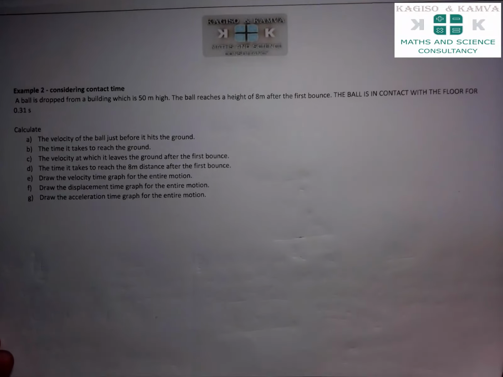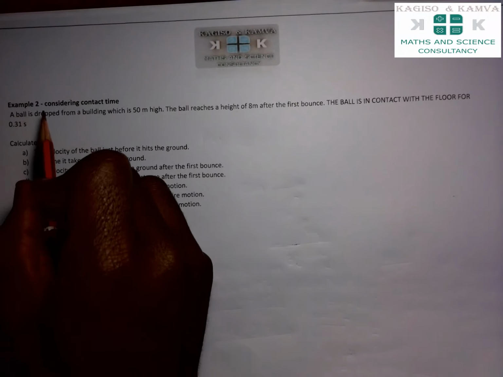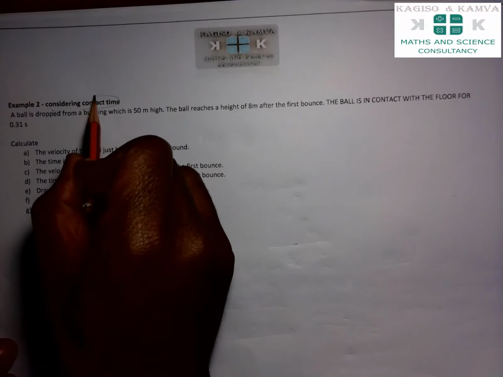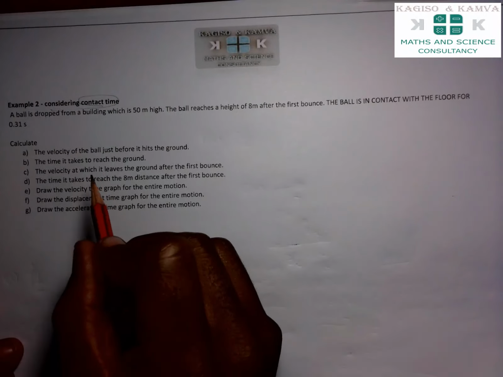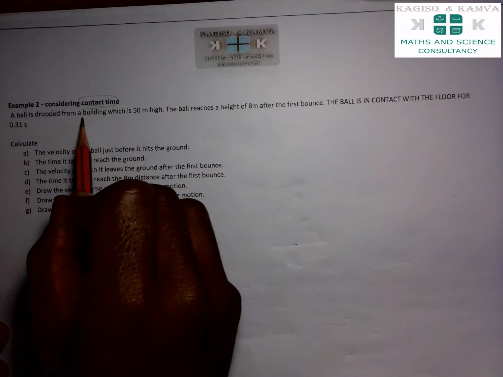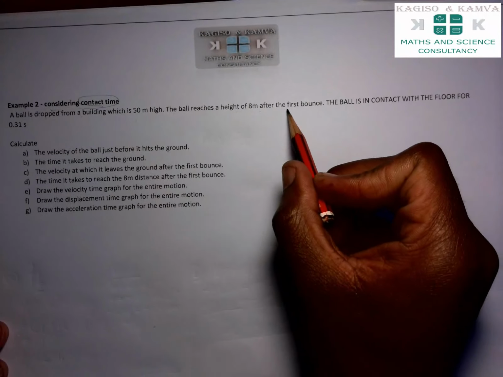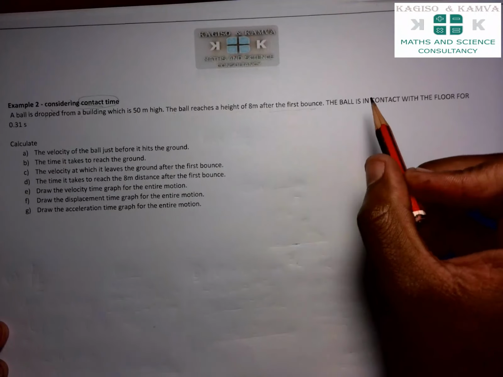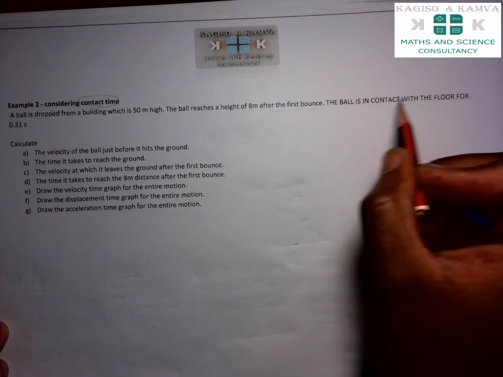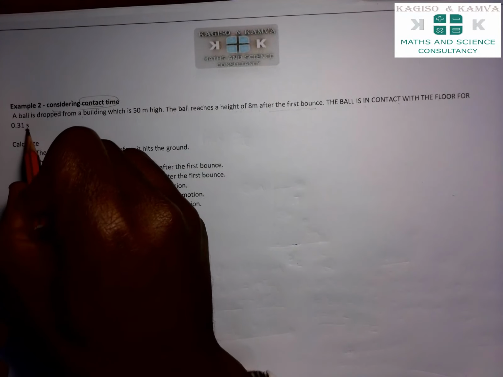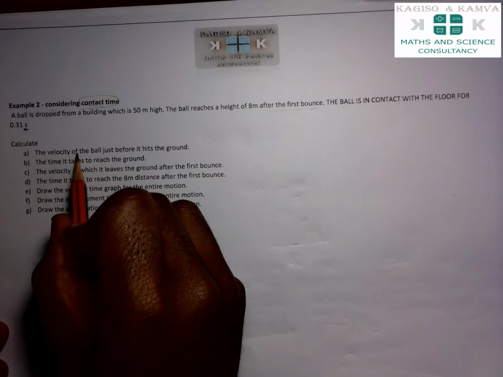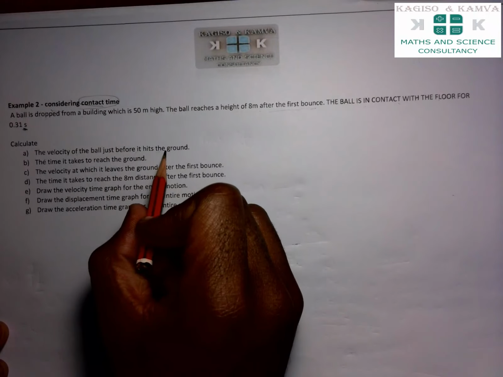Now let us do example 2. Okay, with example 2, we are now considering the contact time. What do we have? A ball is dropped from 50 meters high. The ball reaches a height of 8 meters after the first bounce. The ball is in contact with the floor for 0.31 seconds. Calculate the velocity of the ball just before it hits the ground.